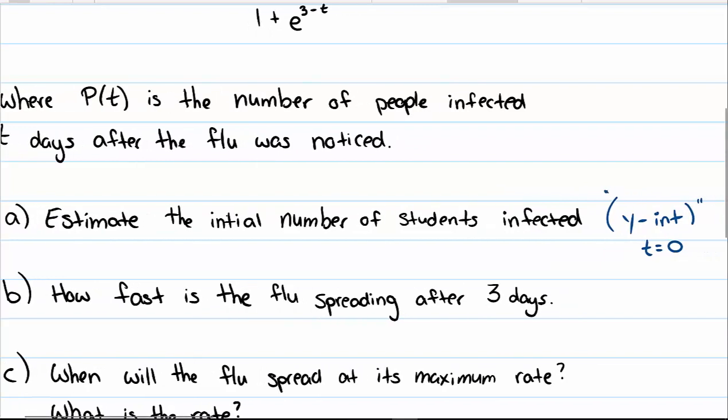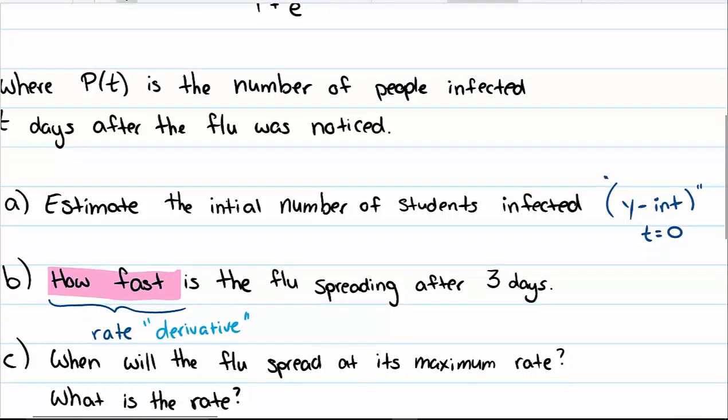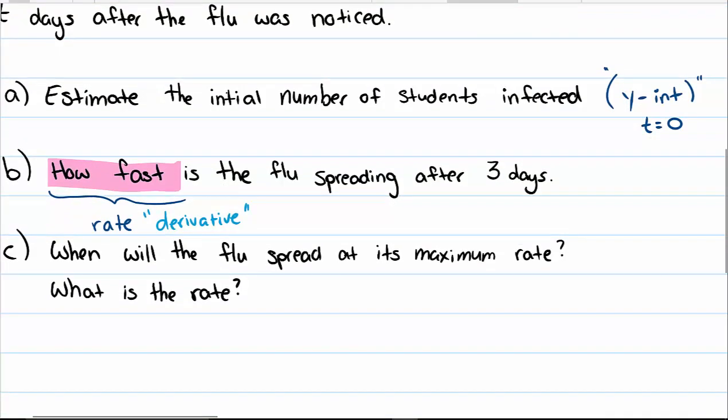How fast is the flu spreading? When you see the words how fast, this is a rate. And so in our brains, we need to think derivative. And when will the flu be spreading at its maximum rate? Here, we're trying to find the max of the derivative. And then we're going to actually be evaluating it.